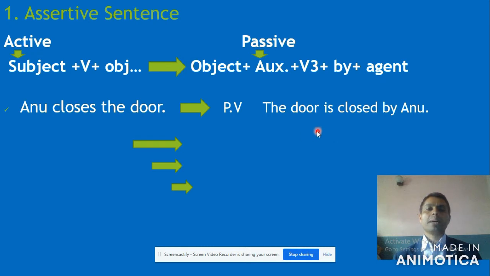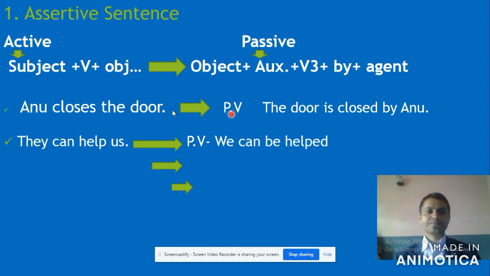From this example sentence, you must be very clear. Now, to be more clear, you have to look at other example sentences as well. They can help us. Subject: they. Can is the verb, and help us. This is the main verb and us is the object. This sentence falls under category number 4, sentences with a modal verb. This can is a modal verb. So you have to apply the category number 4 rules to change into the passive voice.